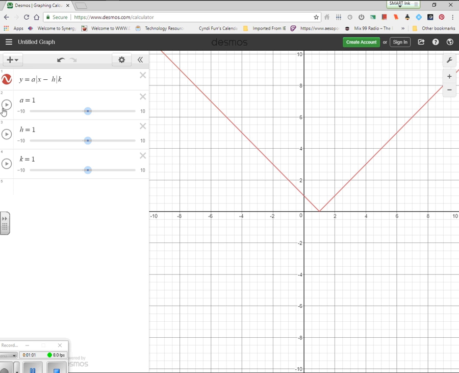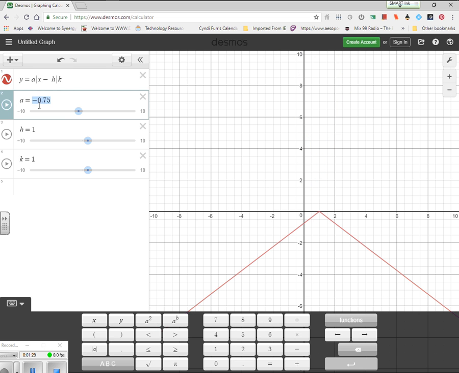Now what happens is the a changes. Notice what happens to the graph when I change the a. It gets narrower or it stretches out, depending on the a value. Another thing to notice about the a: if it's positive, it's above the x-axis. If you have negative values, it's below the x-axis. Now let me stop the a and put it at 1.